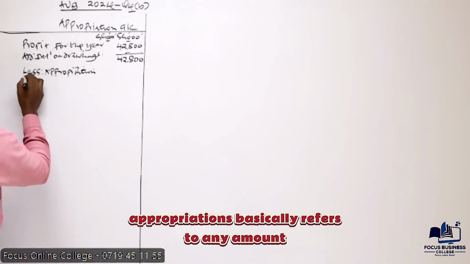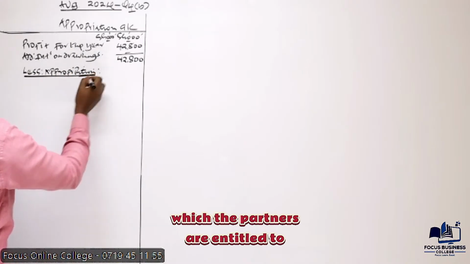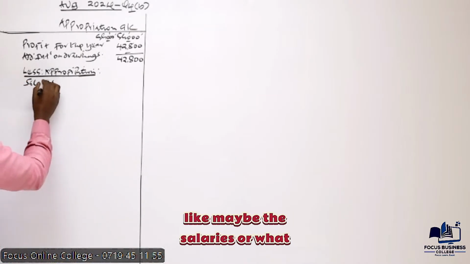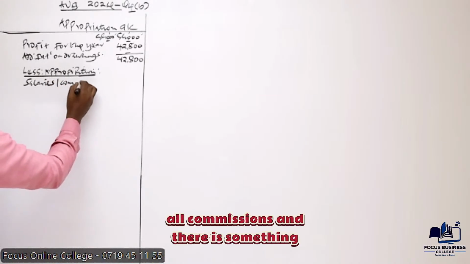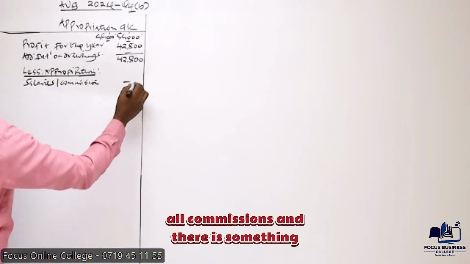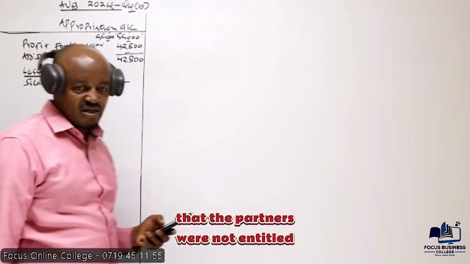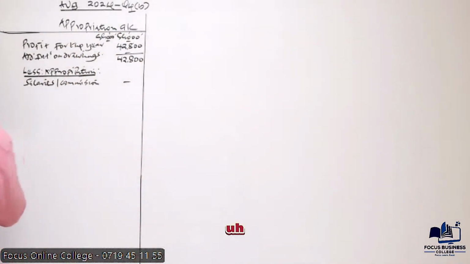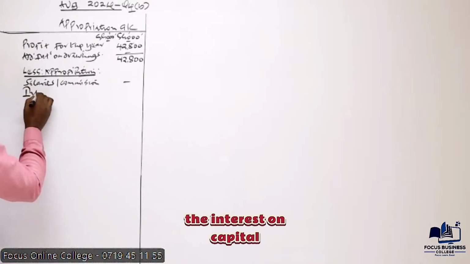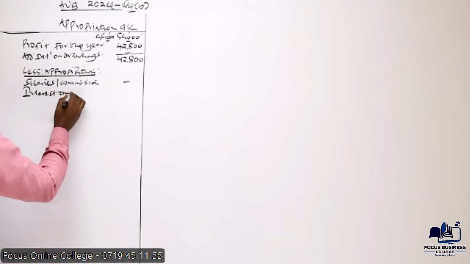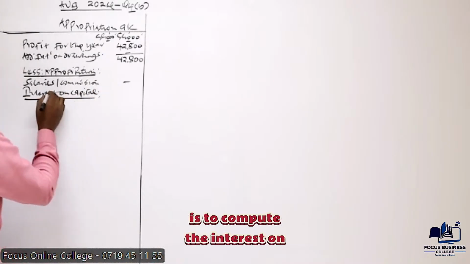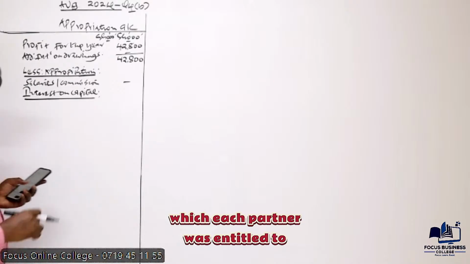Appropriations basically refers to any amount of money which the partners are entitled to from the partnership business, like maybe the salaries and commissions. And there is something you're told in paragraph 1: the partners were not entitled to salary or commission. What they were entitled to, as per the first paragraph, is the interest on capital. So what we need to do here is to compute the interest on capital which each partner was entitled to.